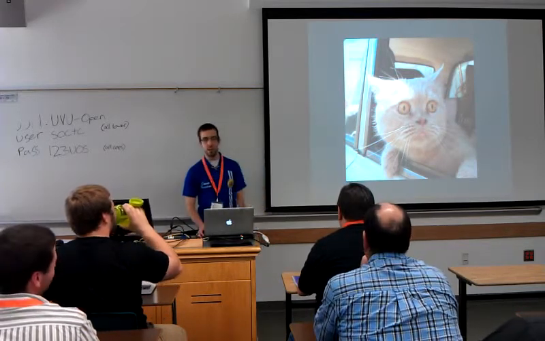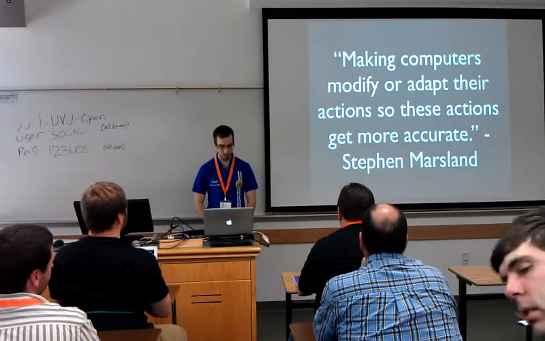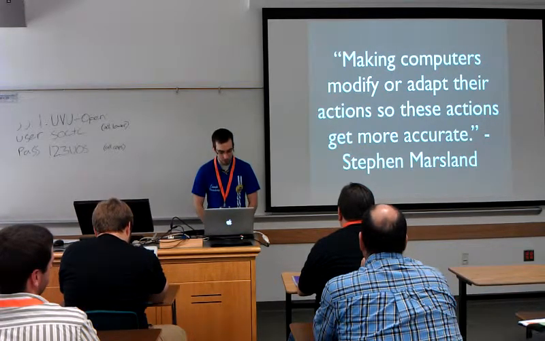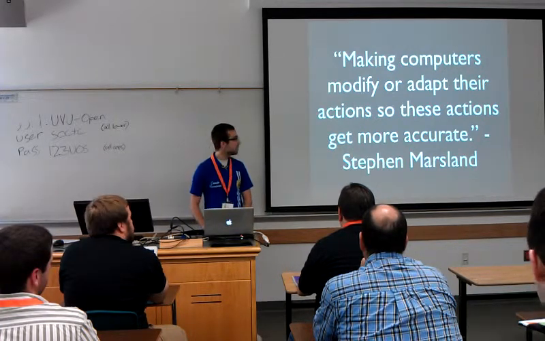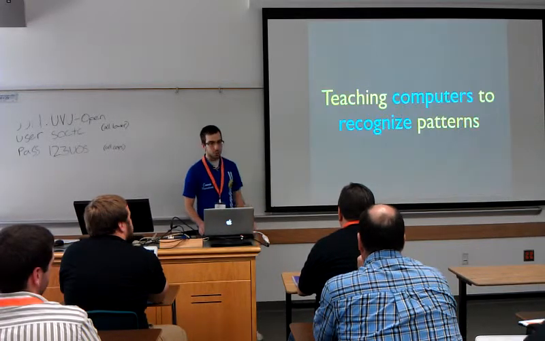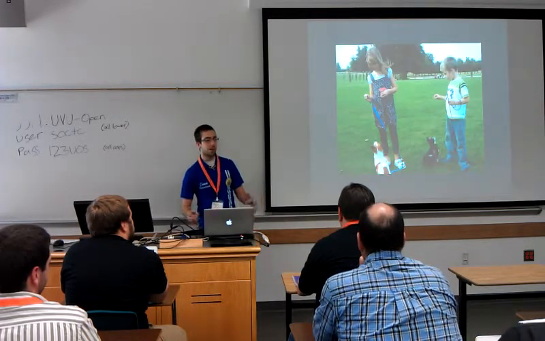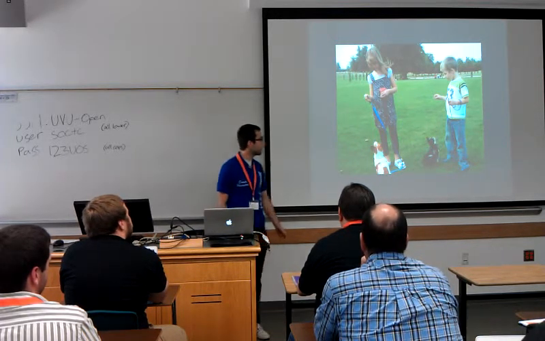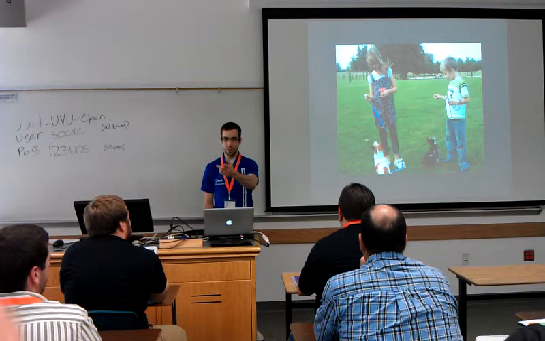Jeff gave a great definition. I'm going to read a definition by another guy. He calls it making computers modify or adapt their actions so these actions get more accurate. This is Stephen Marsland. He's a machine learning researcher who wrote a couple of textbooks. He's a good guy in the field. So it's basically training computers, teaching computers to recognize patterns. You can compare it to training a dog. Dogs don't come into the world knowing how to fetch or roll over or play dead. How do you train a dog? Has anybody trained a dog before? Repetition, yeah, repetition.